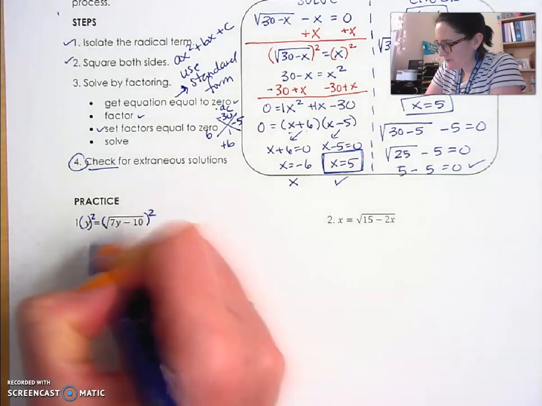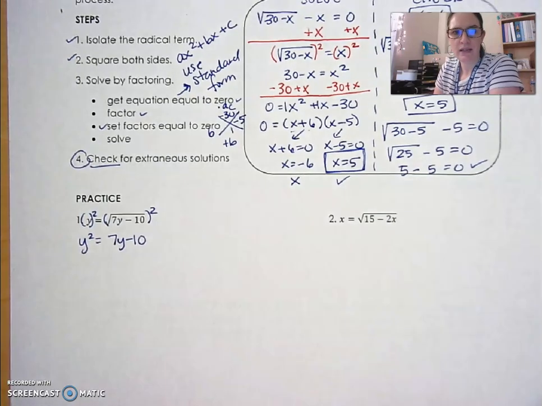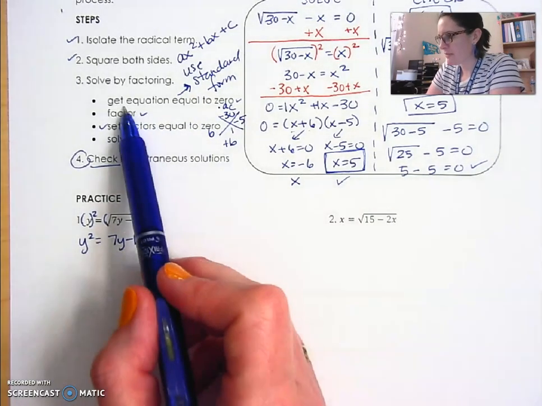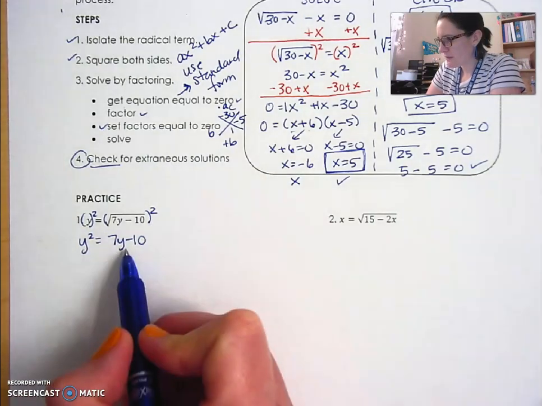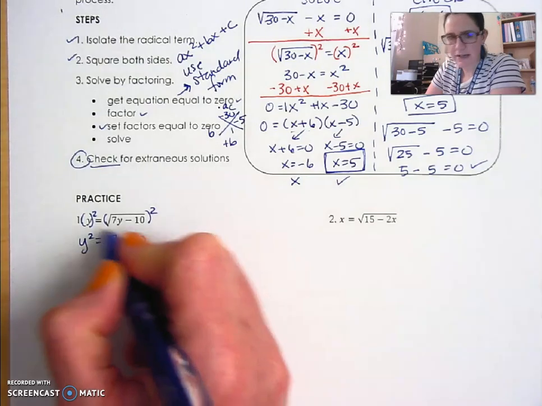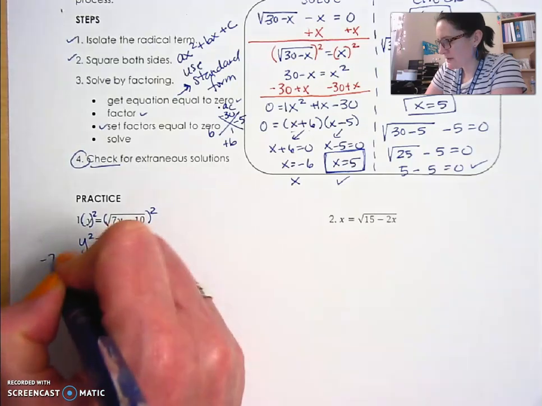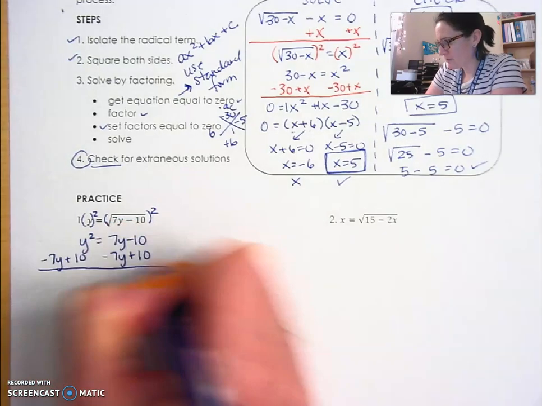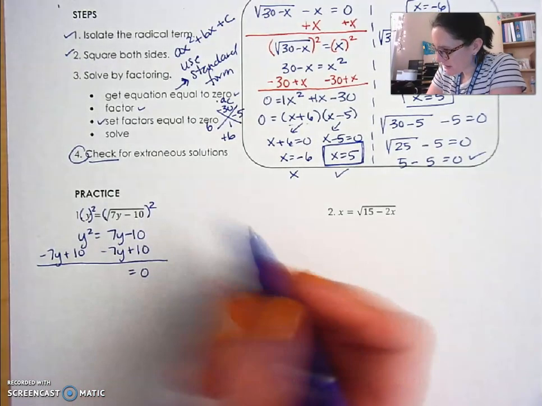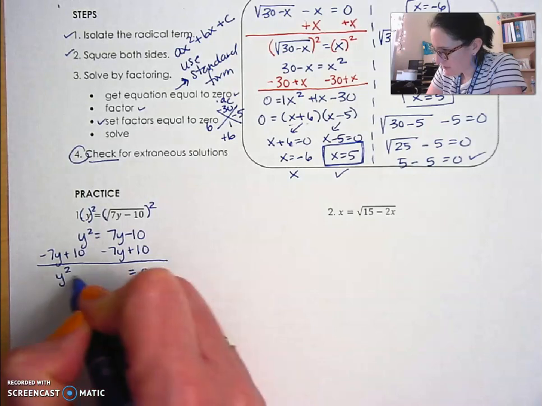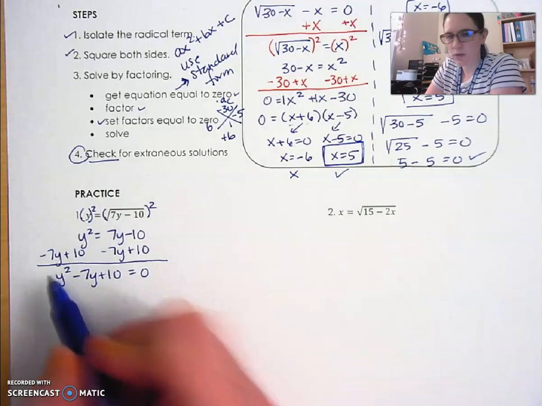squaring both sides. So y squared equals 7y minus 10. Now solve by factoring, which means to start by getting the equation equal to 0. Here's my squared term, it's already positive, so I'm going to leave it on the left and move the things on the right over there by doing the opposite of them. So negative 7y and plus 10 to both sides. On the right, everything cancels, and on the left in standard form, I have y squared minus 7y plus 10. This is short method because a is 1.